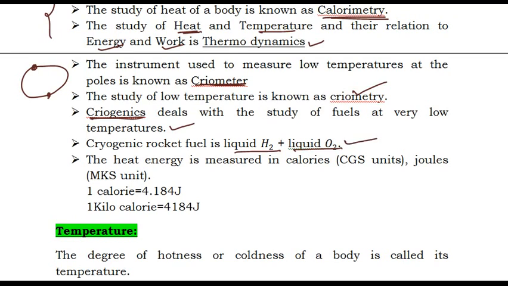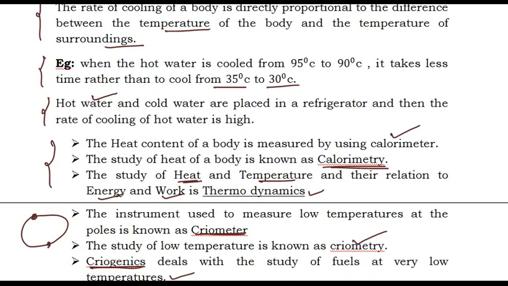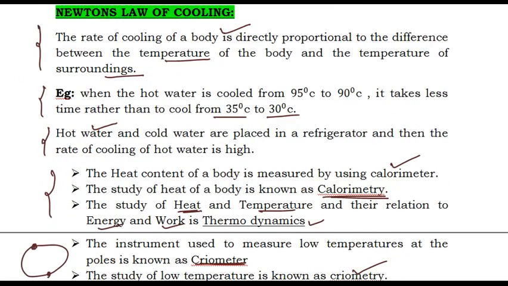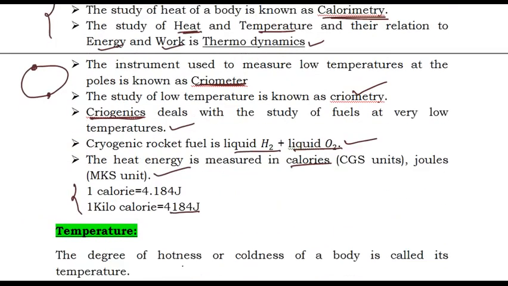This is very important. And heat energy is measured in calories in the CGS system. And we know that in the MKS system, it is joules. And 1 calorie is equal to 4.184 joules. And 1 kilocalorie is nothing but 4,184 joules. This is a very important thing about heat, friends. The important fact we need to remember is that heat flows from a hot body to a cold body.